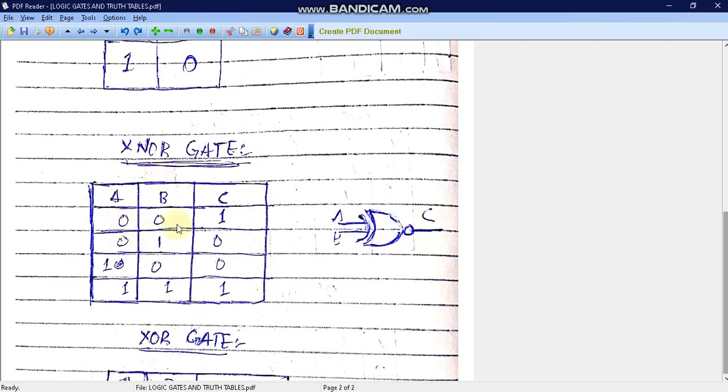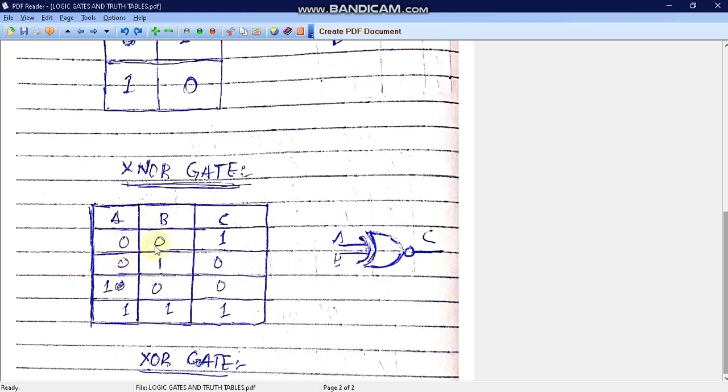In exclusive NOR gate, we can see that if both of our inputs are the same, then our output is high, that is, our output is 1, our LED will be on. But if our inputs are different, then our output will be low, that is, our output will be 0 and the LED will be off. Now let's see.